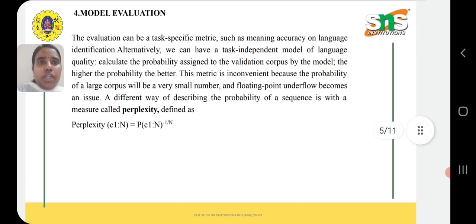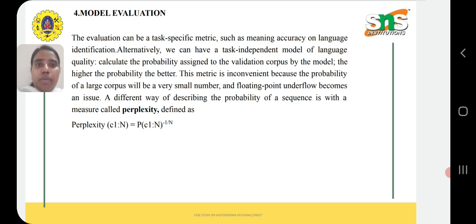Model evaluation. The evaluation can be a task-specific metric, such as accuracy in language identification. Alternatively, we can have a task-independent model of language quality: calculate the probability assigned to the validation corpus by the model. The higher the probability, the better. This metric is inconvenient because the probability of a large corpus will be a very small number, and floating point underflow becomes an issue.